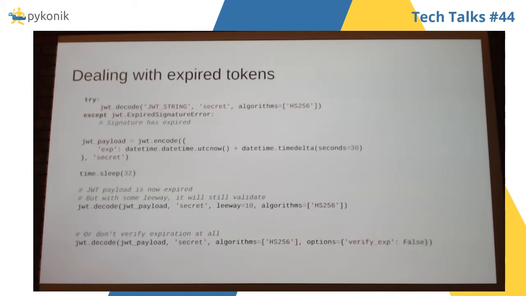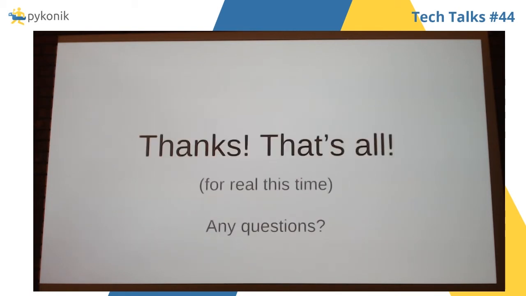You can also turn off the expiration check with the options. You can set verify expiration to false, and then it doesn't verify expiration. If for some crazy reason you don't want to verify that, or if you are allowing the user to renew the JSON Web Tokens, you can do it that way. And thanks, that's all from me.